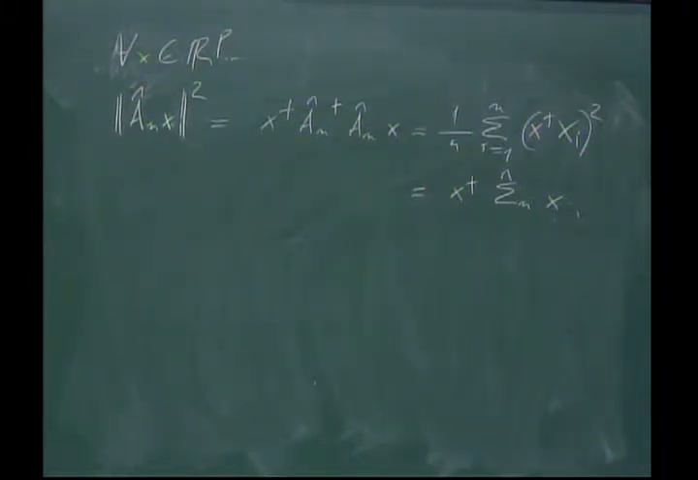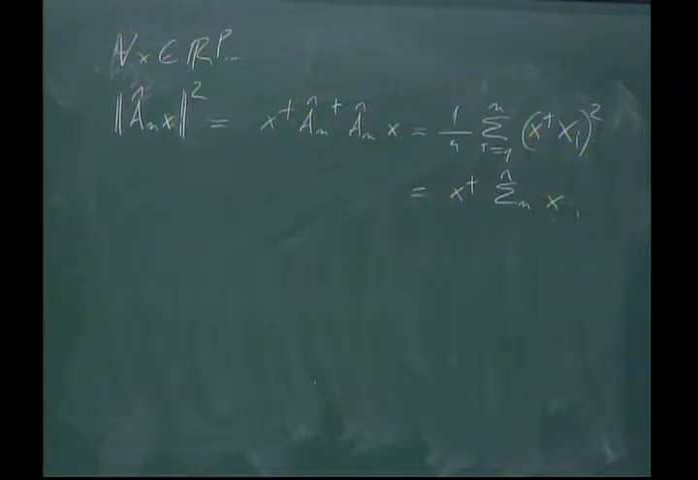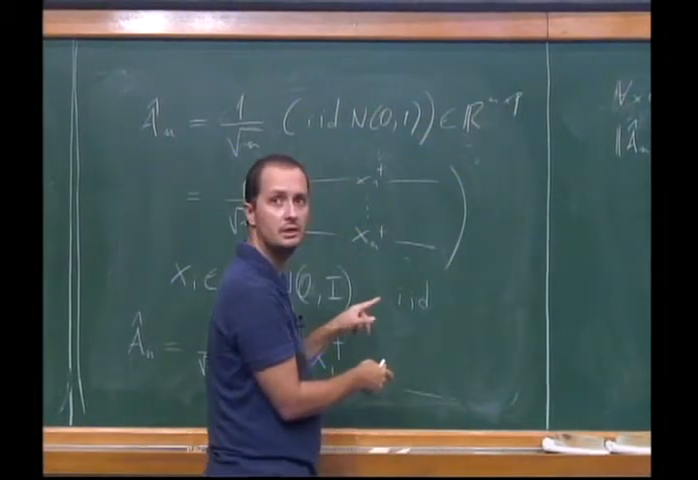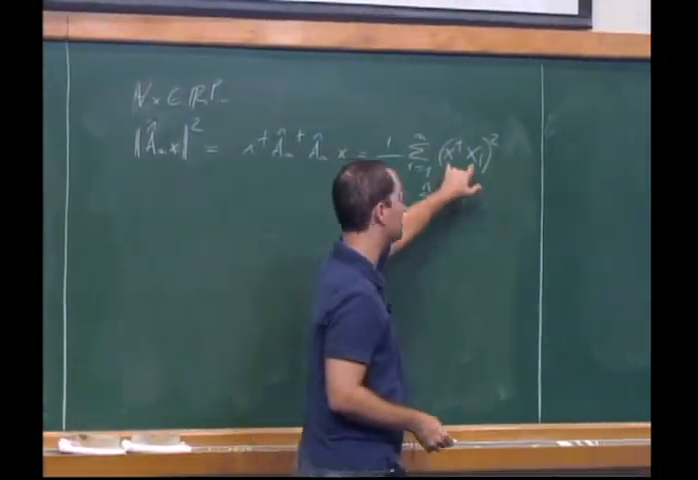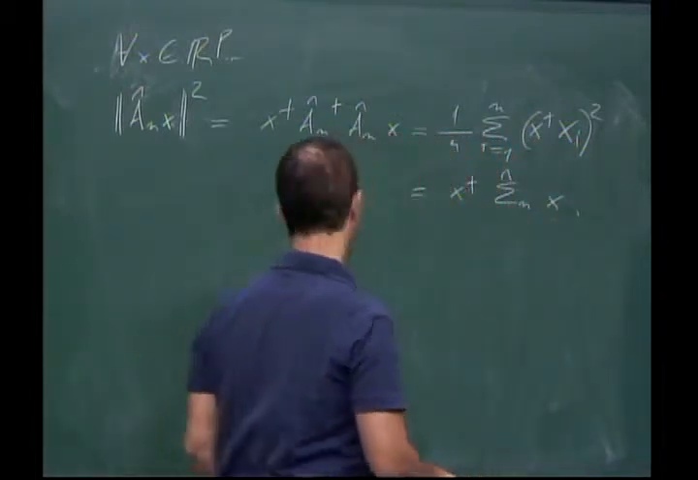I mean, this is just a matter of writing things down. What is alpha hat n times x? Well, in order to get this vector, you take the inner product of x with each one of the rows. Now, when you take the norm, you're going to look at the squares of these inner products, which are over here. And we know that we have this correspondence here.